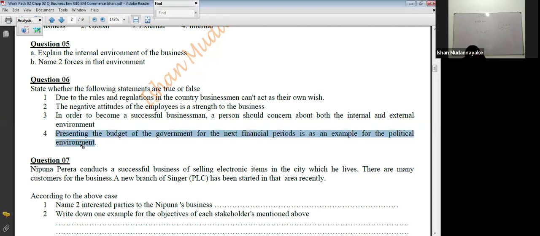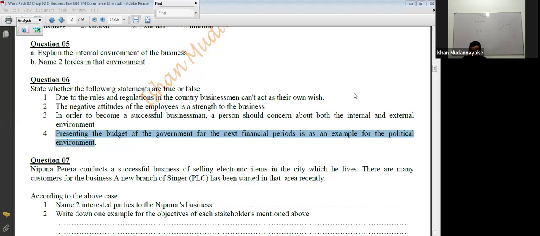Fourth one. Presenting the budget of the government for the next financial period is an example of the political environment. True or false? I think we discussed this one. Yes, Sanuka, the answer is correct. Abdullah correct. I think last day or the day before, we discussed this one. Yes, that is true.